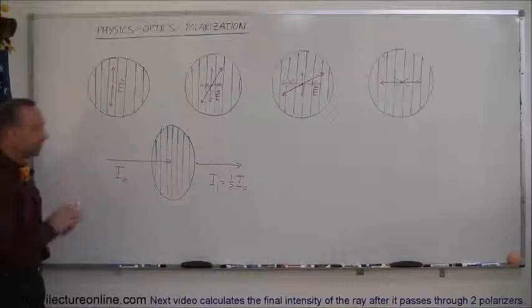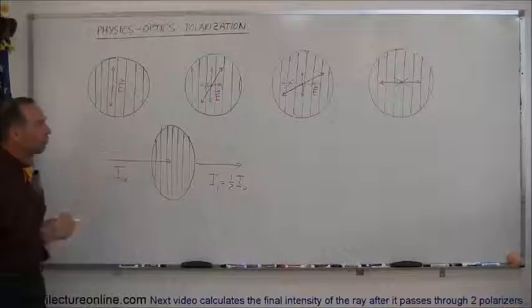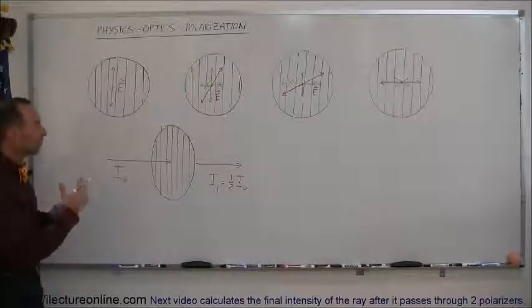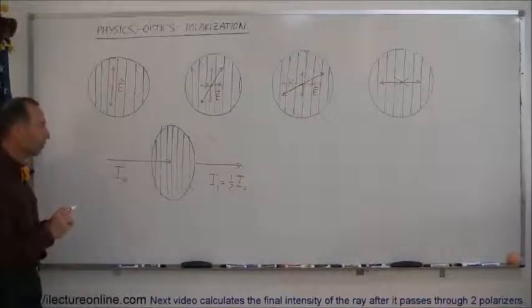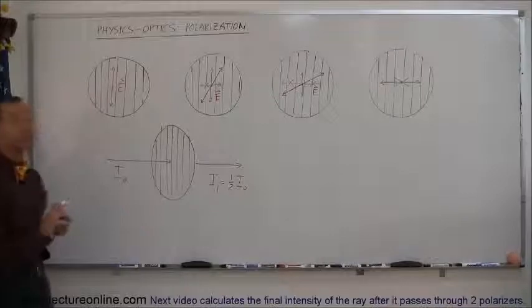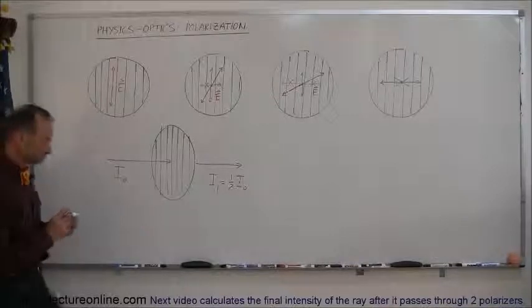Now, in my next examples, I have a few examples lined up. You can see how you can put a multitude of polarizers one after the other at various angles, and then you can see what the intensity looks like after it passes through a series of polarizers. So come back and take a look at the next videos, and you'll see how that works.